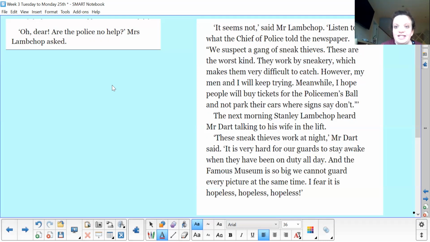These are the worst kind. They work by sneakery, which makes them very difficult to catch. However, my men and I will keep trying. Meanwhile, I hope people will buy tickets for the policeman's ball and not park their cars where signs say don't. The next morning, Stanley Lambchop heard Mr. Dart talking to his wife in the lift. These sneak thieves work at night, Mr. Dart said. It's very hard for our guards to stay awake when they have been on duty all day.